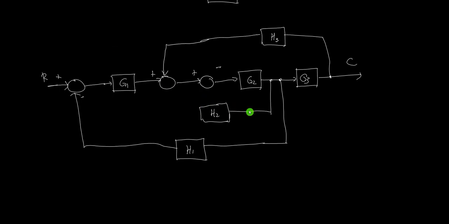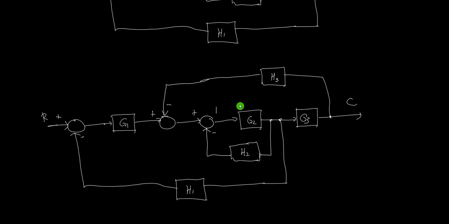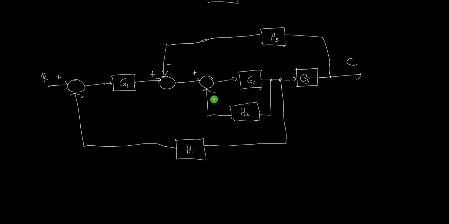Let me just erase this one. I slightly move this one here. Then draw it again. So this will be our new block diagram. Remember, this is minus and this is still minus. So we interchange the summing point. So here, we just interchange them. Why do we need to do that? Because this is now a canonical form.